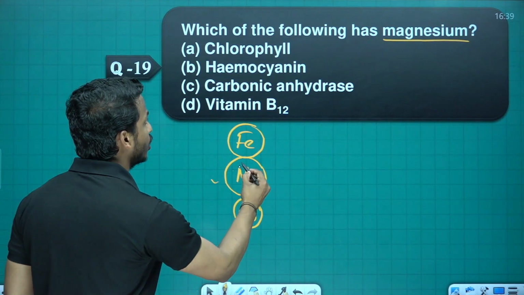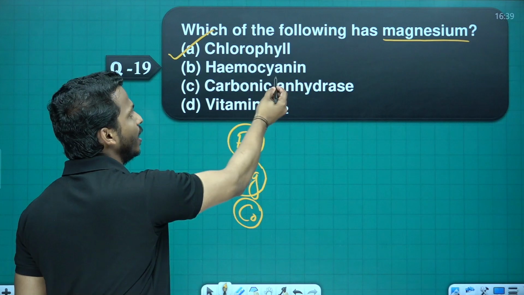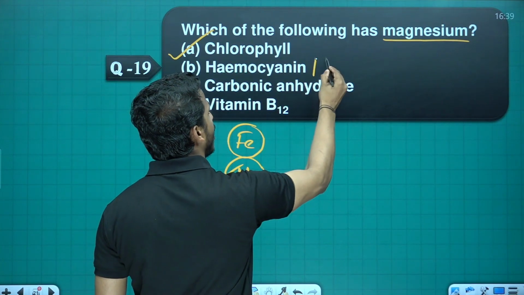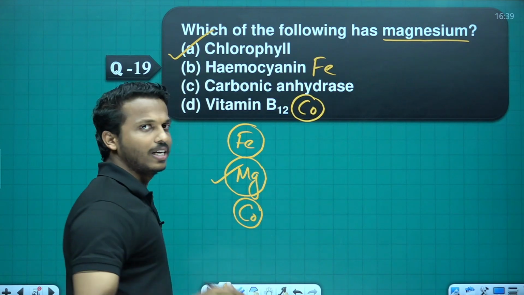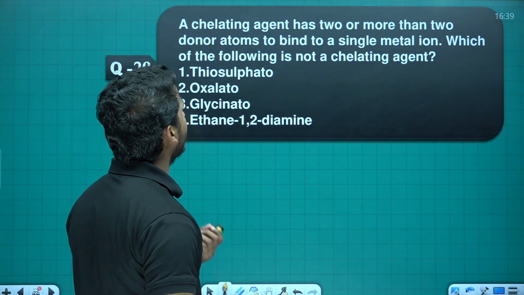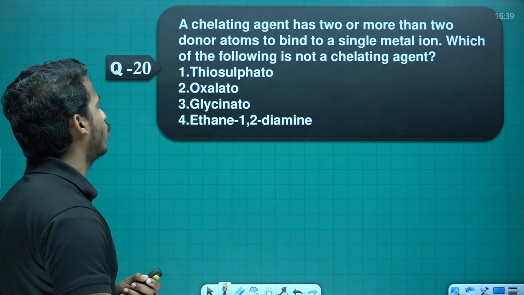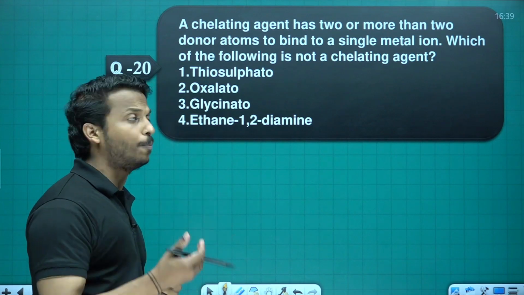So where is magnesium present? That is in chlorophyll, my dear. Hemoglobin, what is the central atom? Iron. And vitamin B12, cobalt, like that we studied in our application part. Then a chelating agent has 2 or more than 2 donor atoms to bind to a single metal ion. Yes, they are bidentate or polydentate.